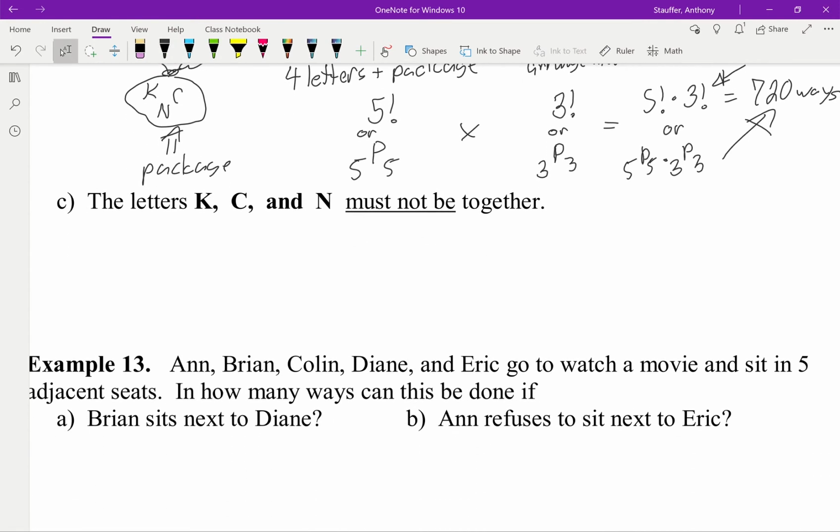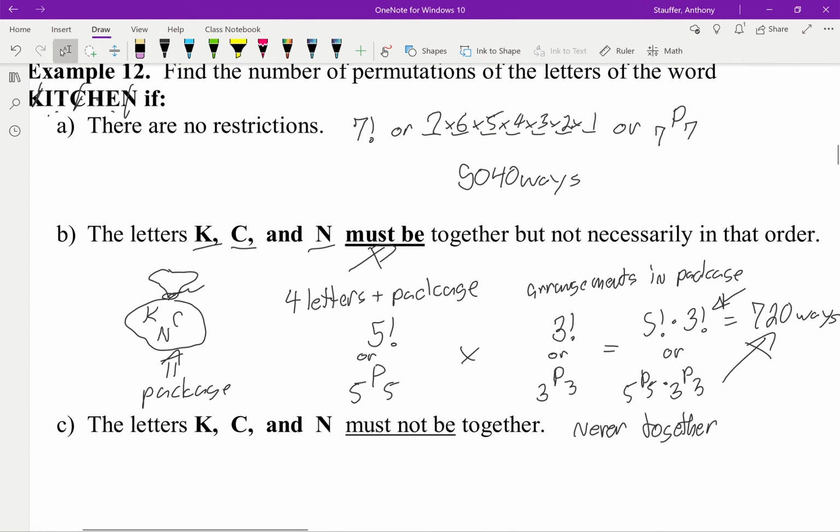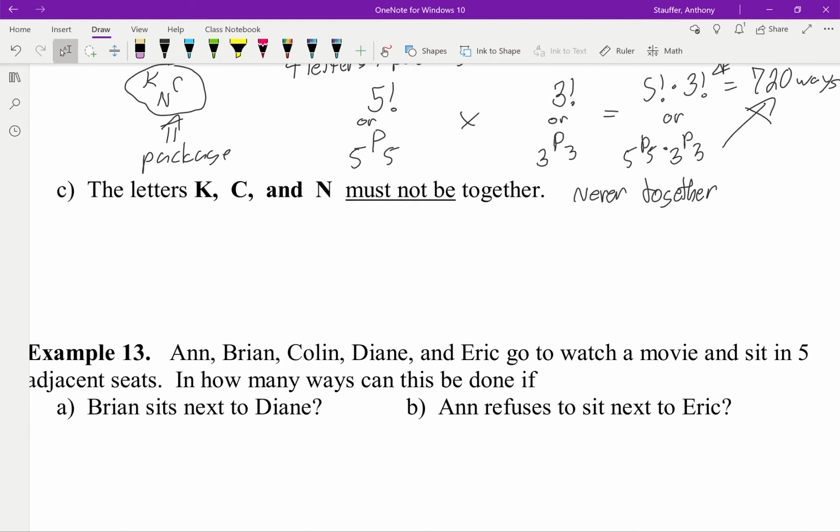Now, the letters K, C, and N must not be together. And these are our never together problems. So for the way that we're going to do this, again, in Kitchen, I have 1, 2, 3, 4 letters that are not K, C, and N. So I go 1, 2, 3, 4 letters that are not K, C, and N. And if I place those, we get 4 times 3 times 2 times 1.